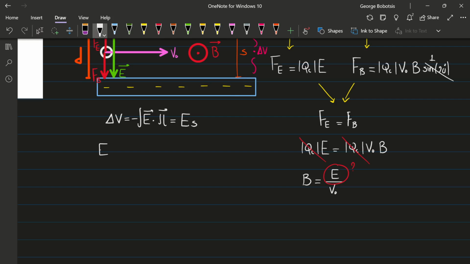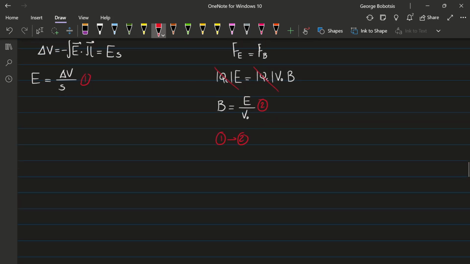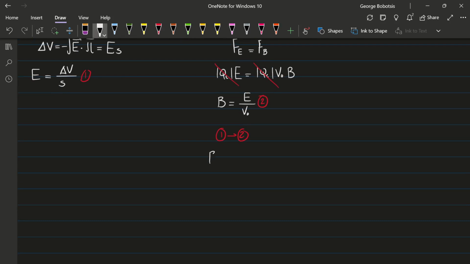And so if I want the electric field from this, I take the potential across the plates and divide it by the separation. At the end of the day, you can see what happens here. The electric field is plugged back into the relationship for the magnetic field here. And we're done. That's the required magnetic field.